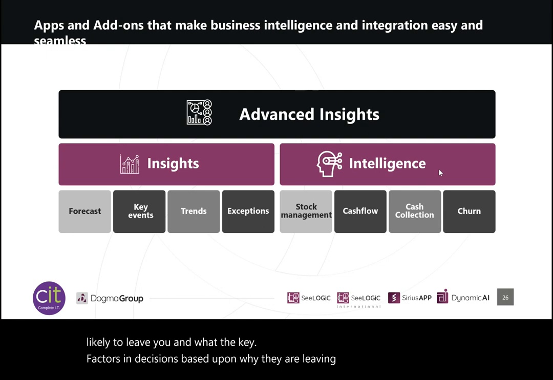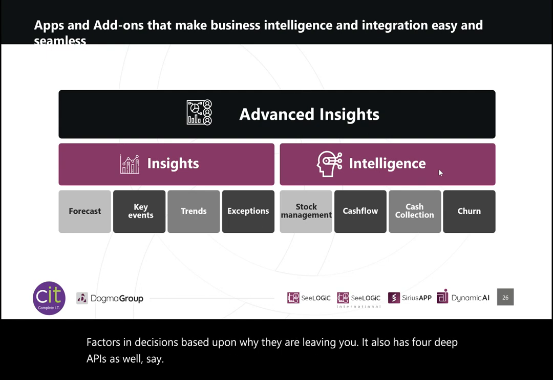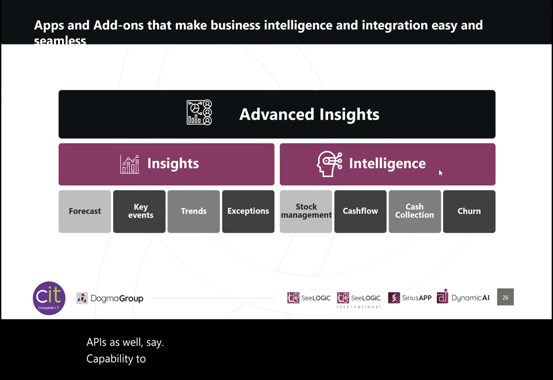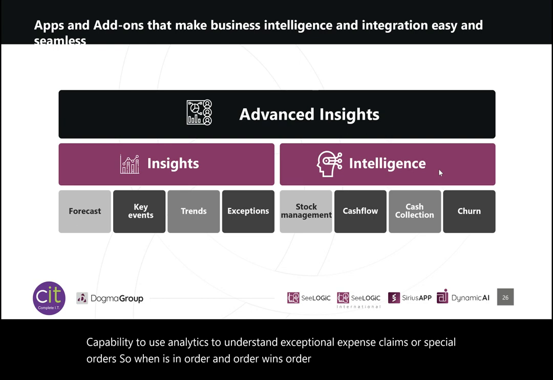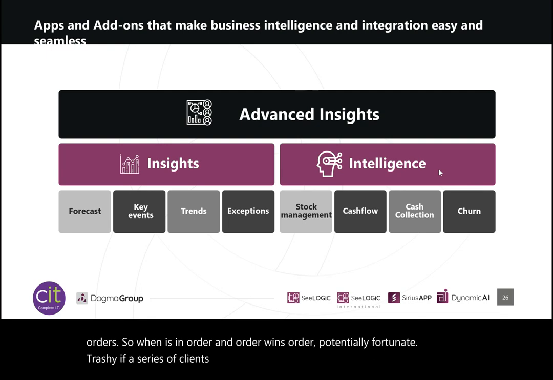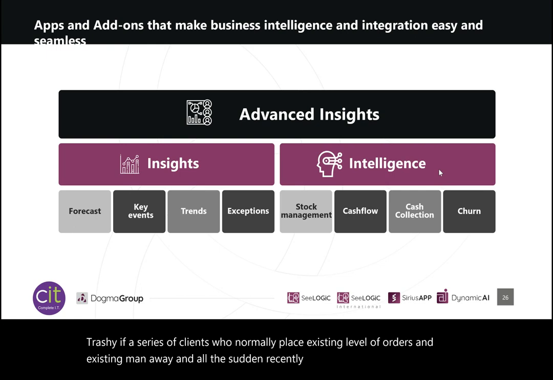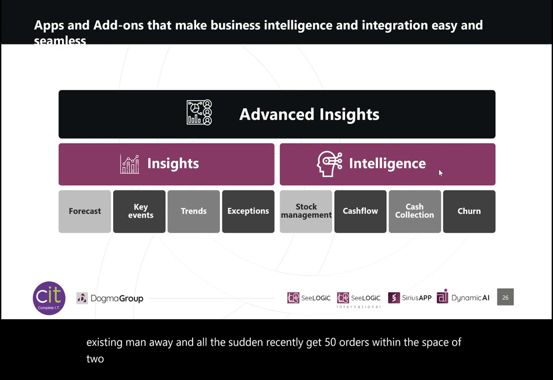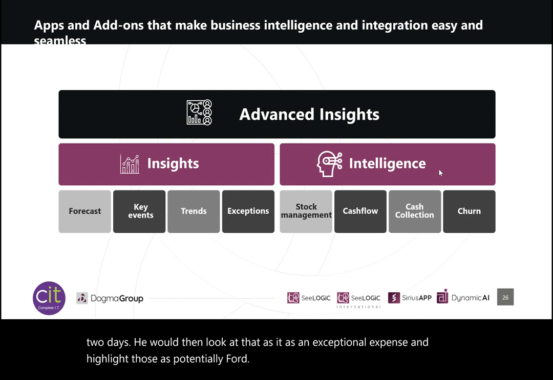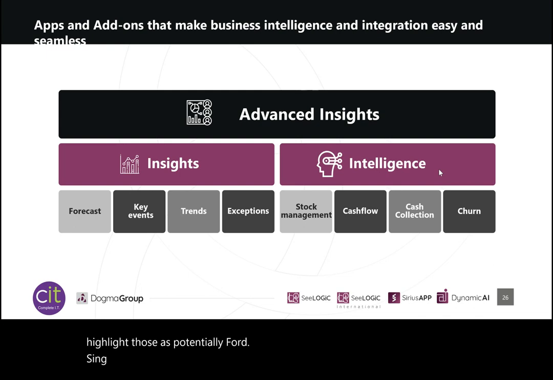It also has fraud APIs as well, so the capability to use analytics to understand exceptional expense claims or exceptional orders. So when is an order potentially fraudulent? Especially if a series of clients who normally place a consistent level of orders in a consistent manner all of a sudden recently get 50 orders within a space of 2 days, you would then look at that as an exceptional circumstance and then highlight those as potentially fraud. So you can see across the board, these are all standard capabilities.